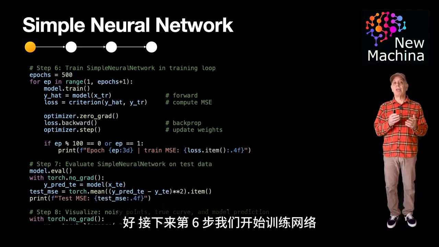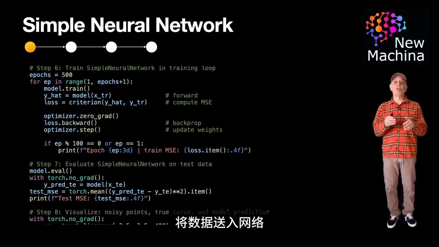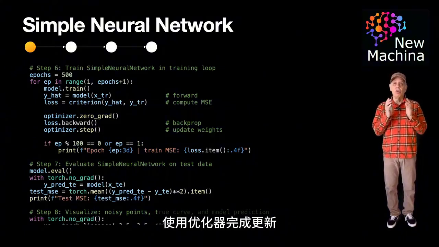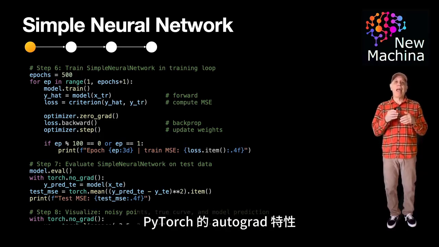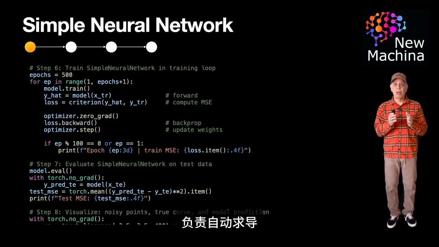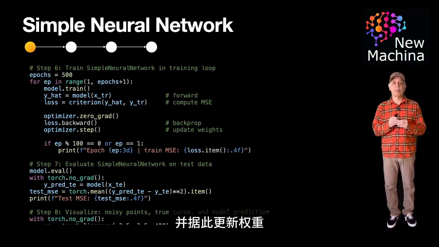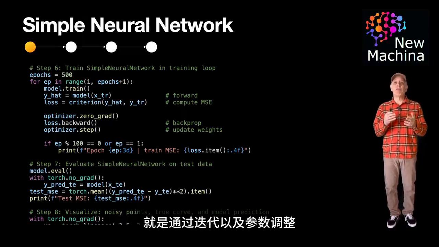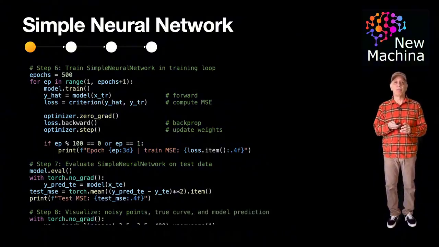Okay, so now in step 6, we train the network. Training involves implementing a loop where you pass data through the network, compute the loss, and update the weights using the optimizer. PyTorch Autograd feature handles automatic differentiation, making it easier to compute gradients and update weights. Basically, training a neural network in PyTorch is about iteratively improving the model's performance by adjusting its parameters.